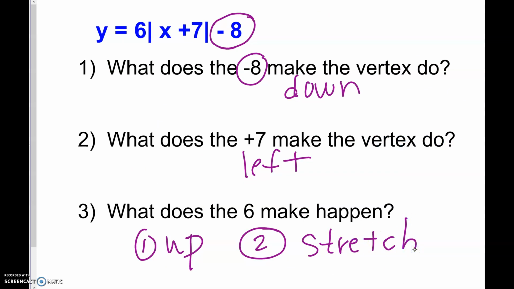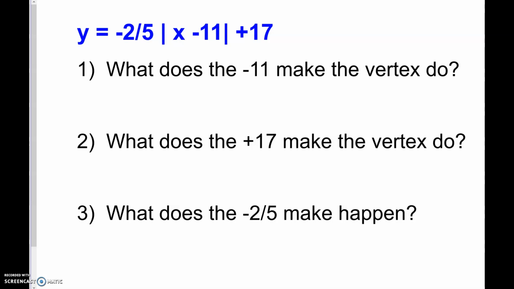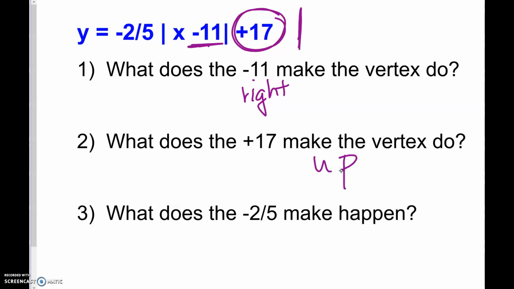All right, let's try another one like that. All right, is this a shrink or a stretch? Well, we missed one. Okay, here it is. What does the -11 do? Okay, so it's on the inside, and see when I underline it, it goes left and right. So if that's a negative, it makes this go right. Now on the outside, this 17 is going this way. So if it's a plus sign, this plus sign is going to make this vertex go up.